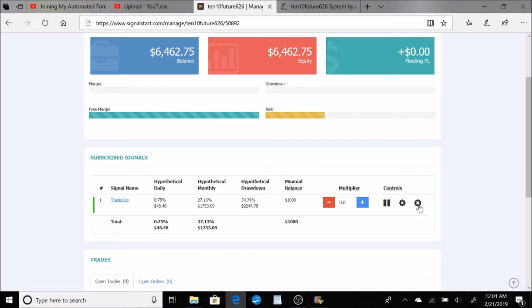And what do we got here? The X here is basically just to cancel it. We don't want to do that. And this gear-looking icon, don't go into it. This is advanced settings. Like I said, don't go into it, especially if you're not a Forex trader. There's no reason to go into it. It's just if you want a fixed position size and all this fancy stuff. Don't worry about that. And this is very important: this is the pause button right here. The pause button will basically pause any future trades I place on your account.